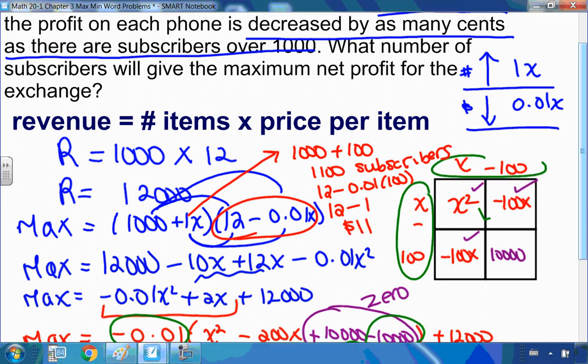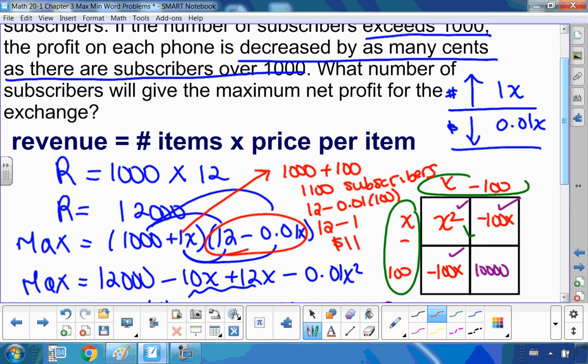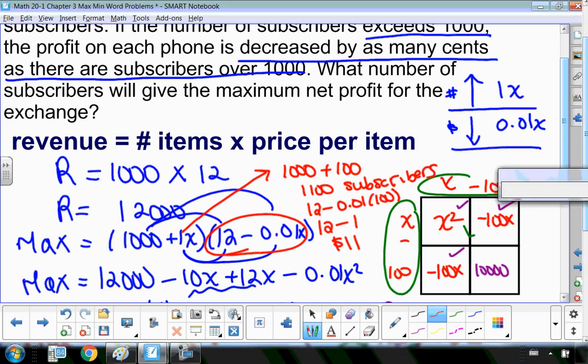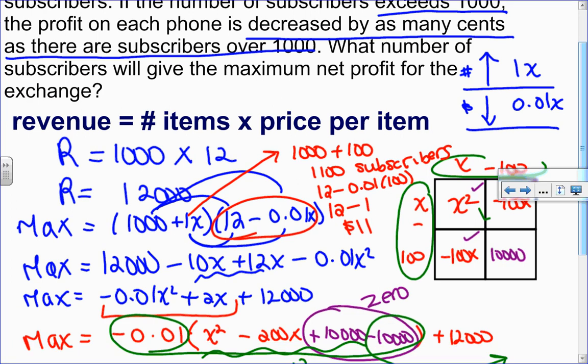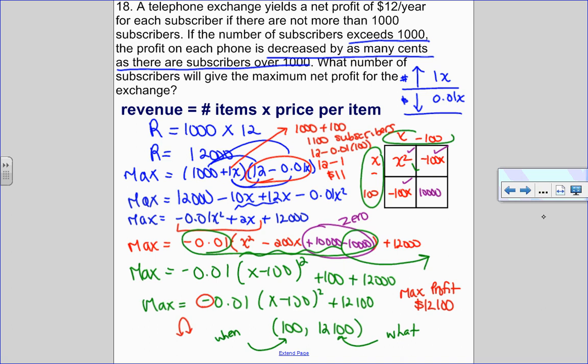So let's make this a little bit bigger so you can see it. There we go. So 1,100 subscribers will give the maximum profit. That maximum profit is $12,100, and it's going to be $11 per person. You can even check that by doing 1,100 times 11, and you get $12,100.